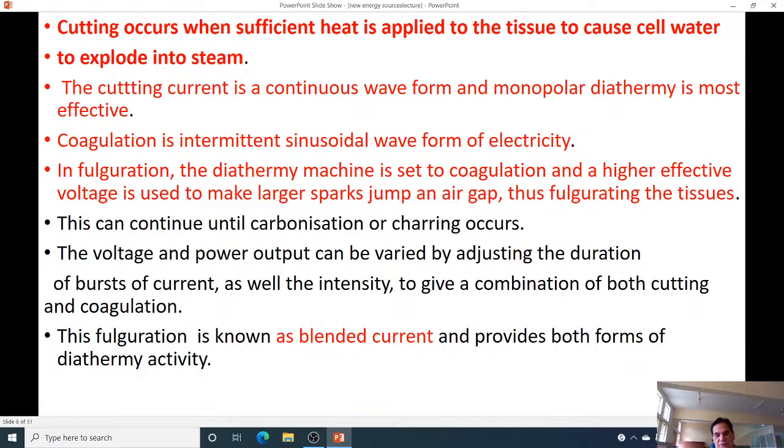The third is fulguration. Fulguration is mainly used in superficial structures or in the liver. What we are doing here is not directly touching the object, but making large sparks jump through an air gap. So here the medium is air. It is through air that a large quantity of electricity goes and it will fulgurate the tissues. This fulguration can continue up to charring of the tissue. So it is mainly used for skin. Fulguration is called a blended current. Remember, monopolar, bipolar and fulguration, that is blended. Three types of electrical sources we are using.